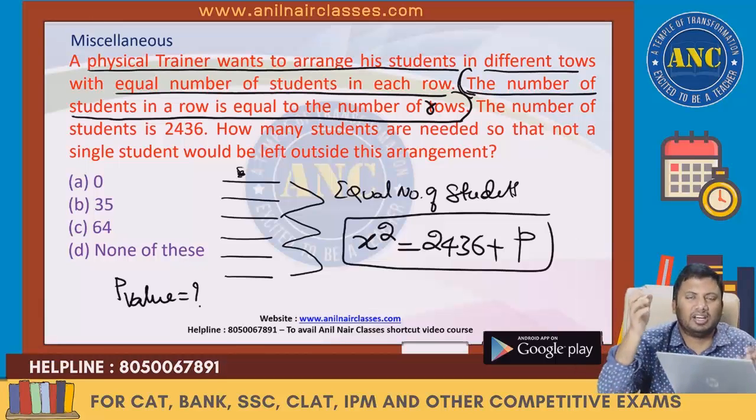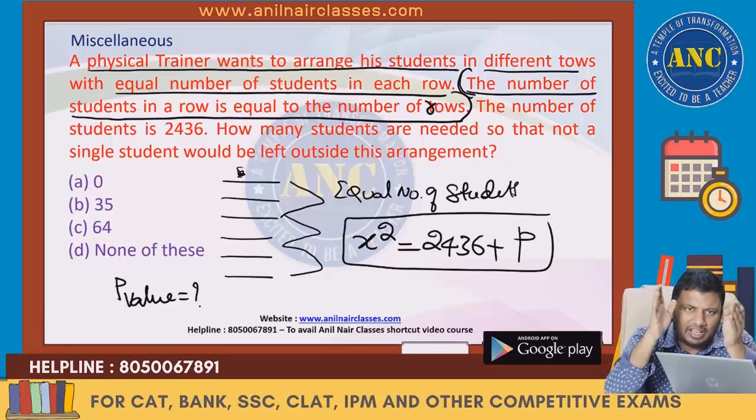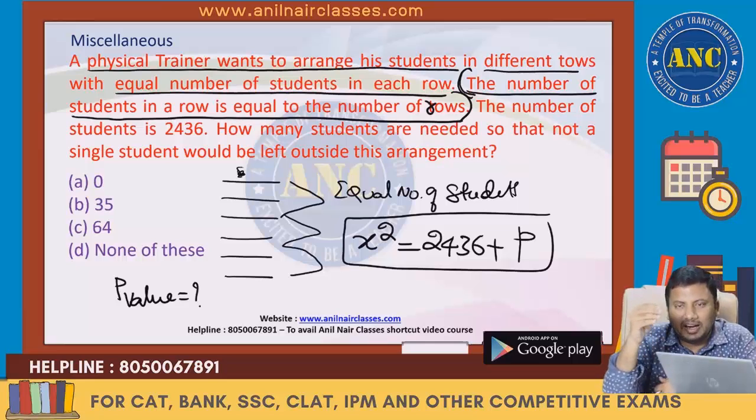I hope it is clear. He is arranging a few students in a row. In every row there are an equal number of students. And the number of rows is equivalent to the number of students in each row. So x into x is x square.